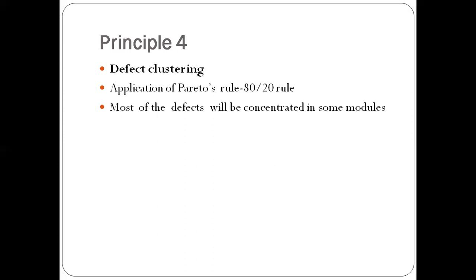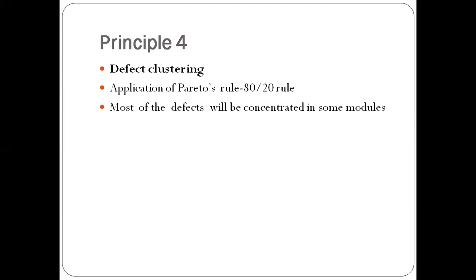Okay, application of Pareto's rule also here, the 80/20 rule. Most of the defects will be concentrated in some modules. Statistics in software testing have proven that. So if you have a particular software with 20 modules, most of the defects you are going to find in that software will be concentrated in just 3 modules. That is what defect clustering is talking about.